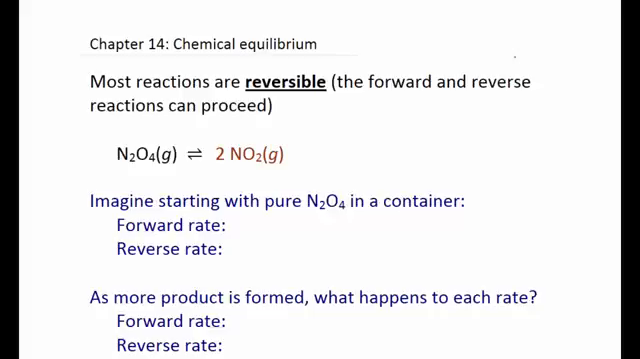And a lot of times, reactions don't even make it to fully products. We end up with a mixture of reactants and products after it's been left to settle and do what it does. So this is a very simple equilibrium right here. The N2O4 is a molecule that breaks apart into two NO2 molecules. And we have equilibrium arrows now.